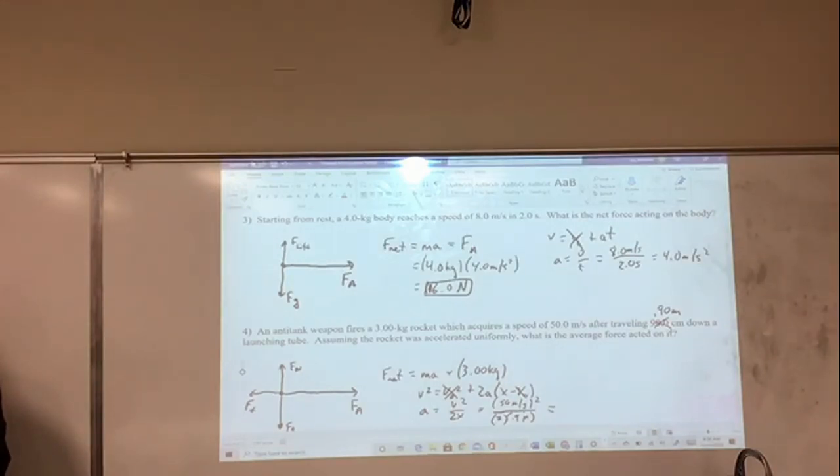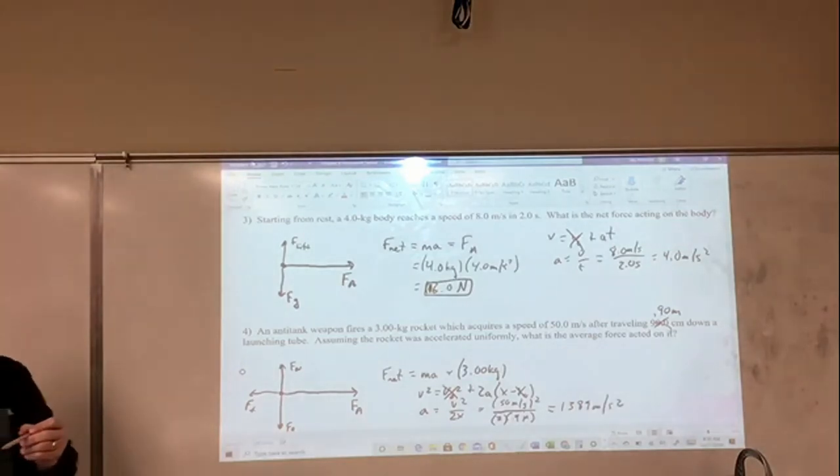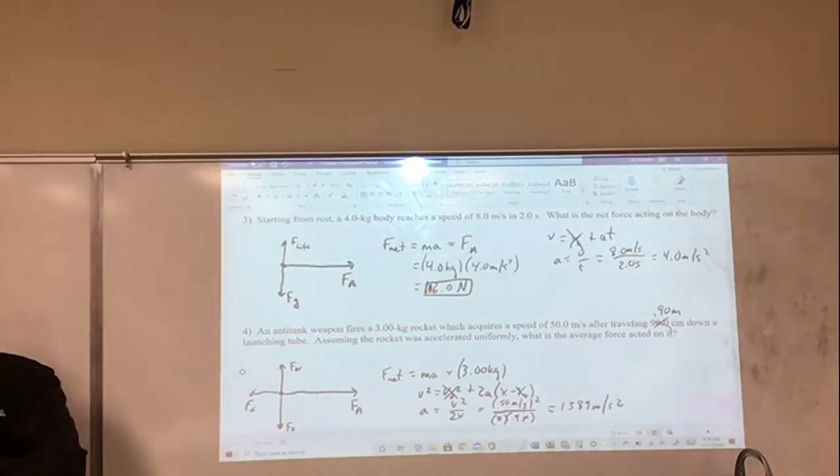$50 squared divided by 1.8, 1,388.8 would be. Okay, that sounds like the acceleration of an artillery shell, doesn't it? That's pretty fast. 1,389 meters per second squared, and 3 times that, it's a little over 4,000 newtons, isn't it?